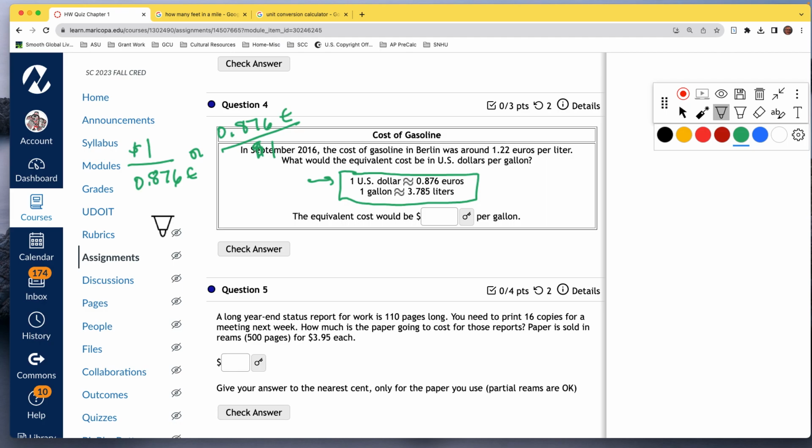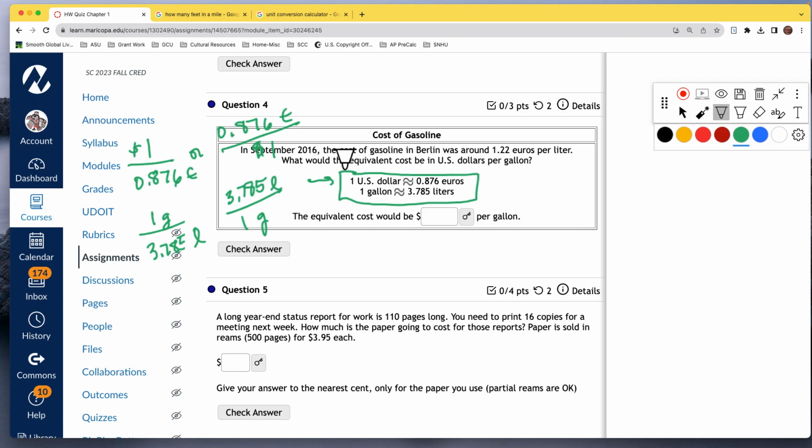We'll get two different conversion factors, either 1 gallon in 3.785 liters, or we have 3.785 liters in 1 gallon. So we're going to use one of those two.